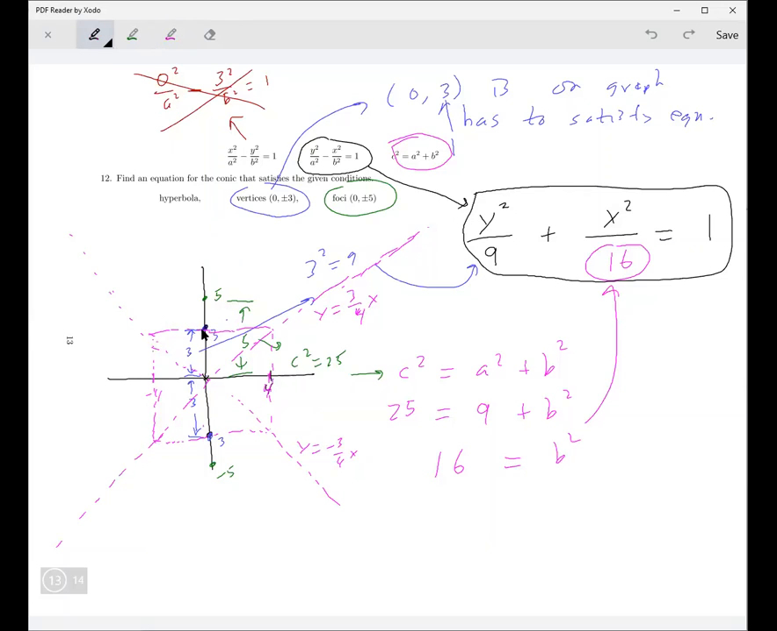And then the graph will start here and go out towards the asymptote, like that, kind of curving around, so this focus is inside the curvature of this part. This focus is inside the curvature of this part. Okay, so any questions on that right there?